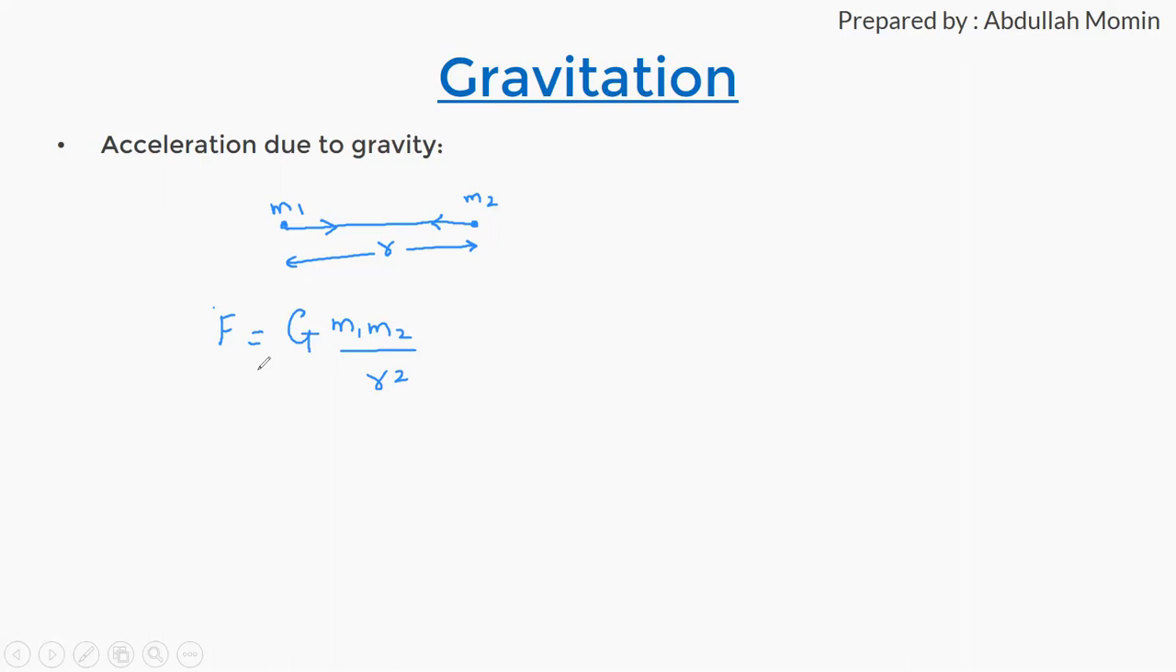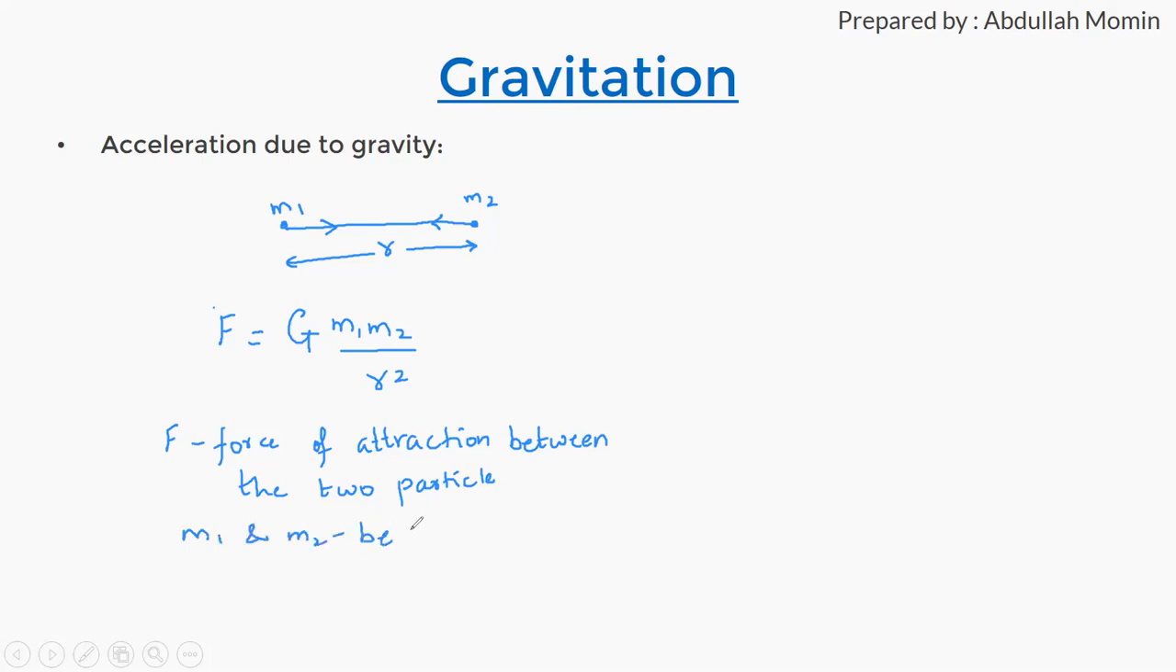And we will use the sign capital G, which is the gravitational constant, where F is the force of attraction between the two particles or objects, M1 and M2 are the masses of the two particles, and R is the distance between them.